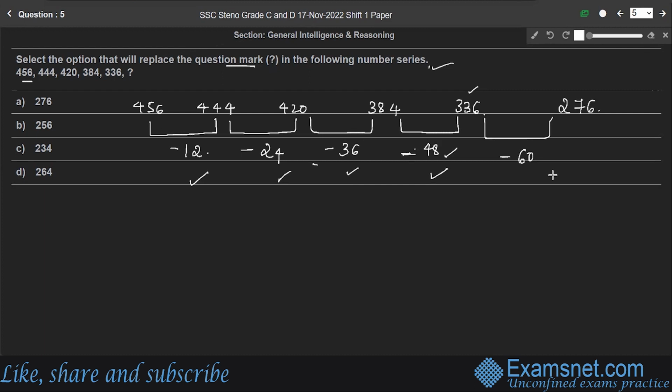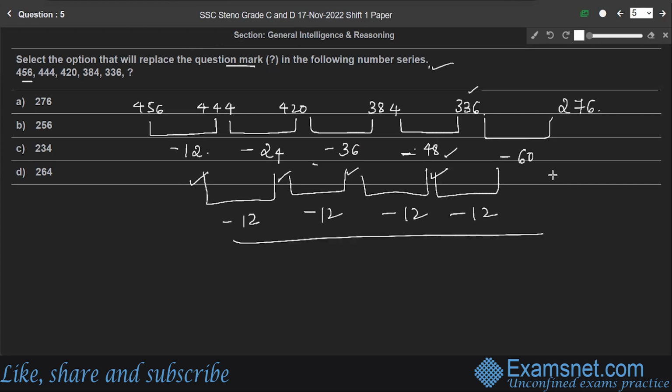Otherwise, you can take 12. The difference between 12 and 24 is 12, between 24 and 36 is 12, between 36 and 48 is 12, and between 48 and 60 is 12. Here the difference is constant, which is 12. Therefore, the last number is 276. Option A is the right answer.